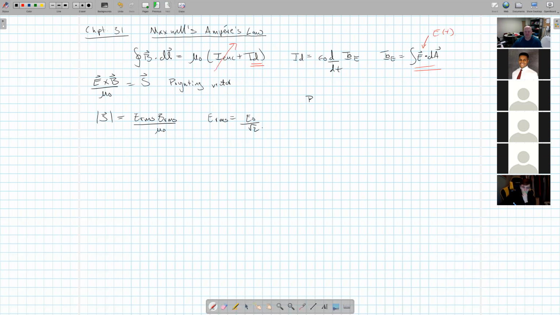And we also know that the magnetic field is related to the electric field by the speed of light. The speed of light is equal to the ratio of the electric field to the magnetic field. So I'm going to write this with the amplitudes.